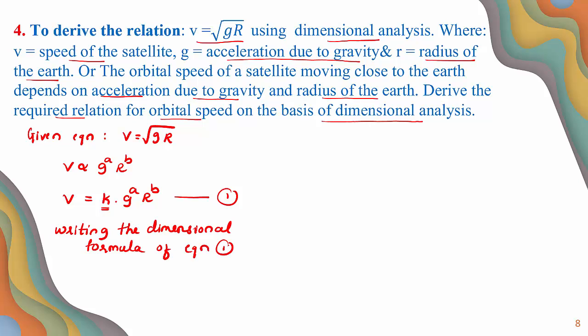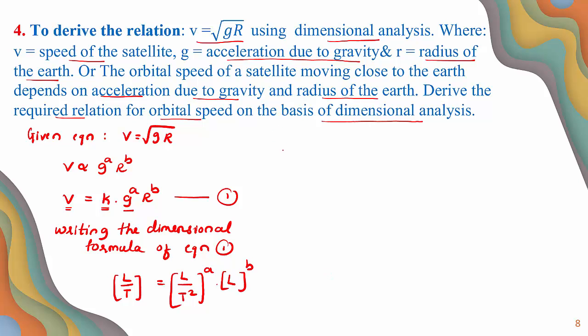So what is the equation 1? V equal to K into G raised to A into R raised to B. So we have to write its dimensional formula. On LHS side, V is speed or velocity. Velocity is given by the equation L by T. Keep as it is. K is dimensionless constant. Leave it. Come to the term G. G is acceleration due to gravity. Acceleration is given by L by T square raised to A into radius. Radius is equal to length. So length means L raised to B.